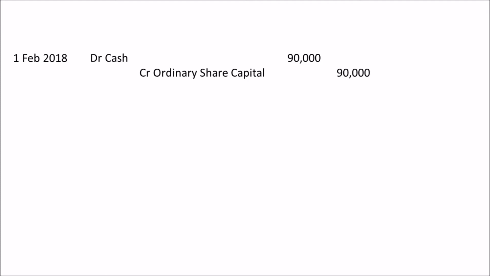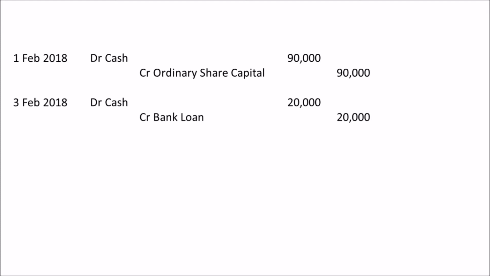this is the owner's capital contribution into the business. Next transaction, on the 3rd of February, referring to the respective accounts, cash is debited and bank loan is credited by $20,000. Here, the company borrowed money from a bank since cash and bank loan increased.